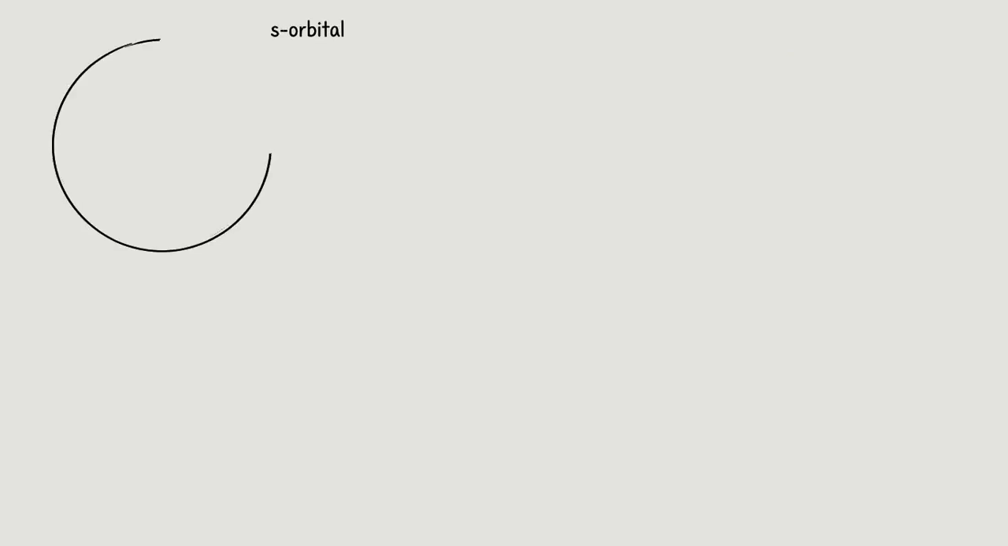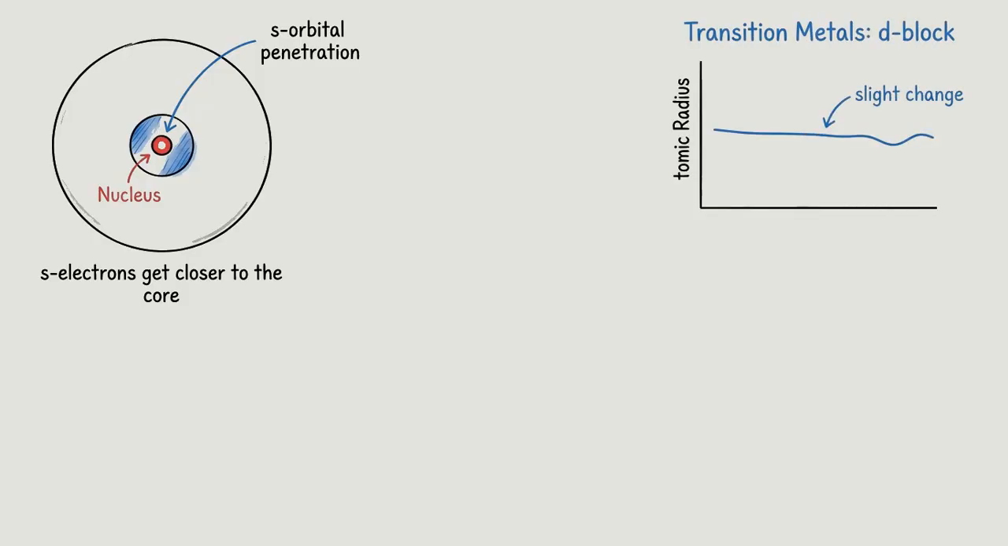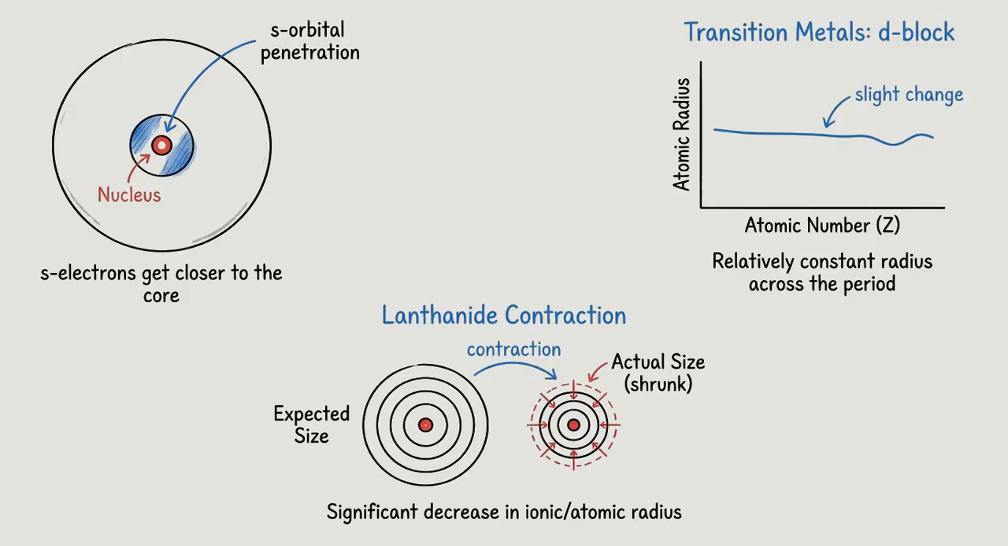The trend isn't perfectly smooth, and the reasons are subtle. Electrons in s orbitals penetrate closer to the nucleus than p, d, or f electrons, so they feel a stronger pull. In the transition metals, added electrons go into d orbitals, which shield poorly but don't change the outer shell much, so radii change only slightly across the d block. In the lanthanides, f electrons shield extremely poorly, causing the lanthanide contraction, where atoms shrink more than expected.